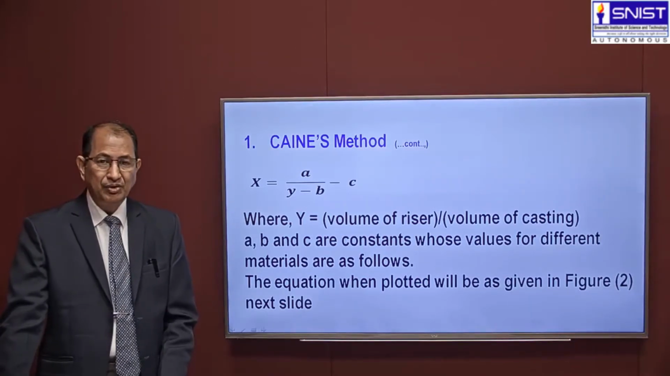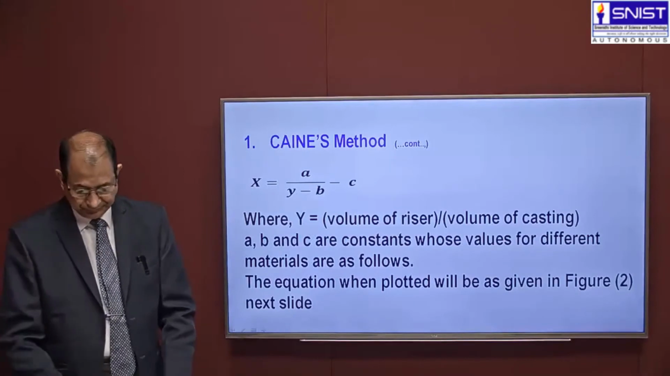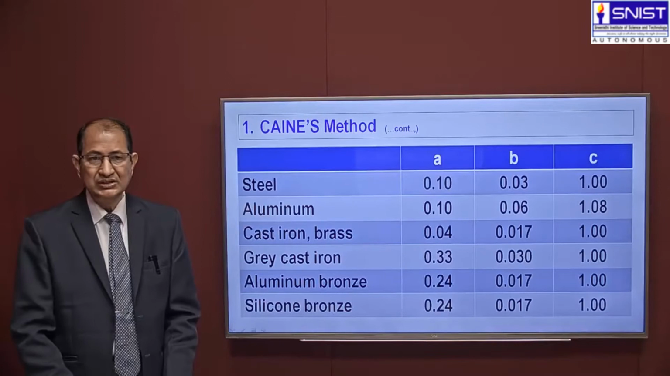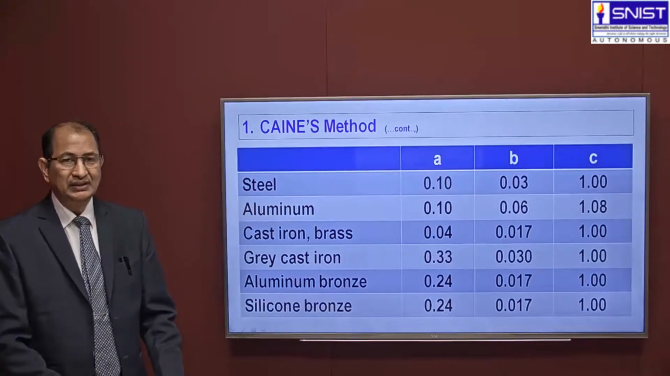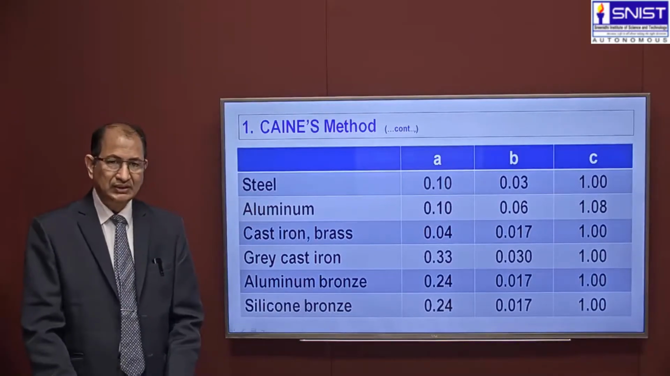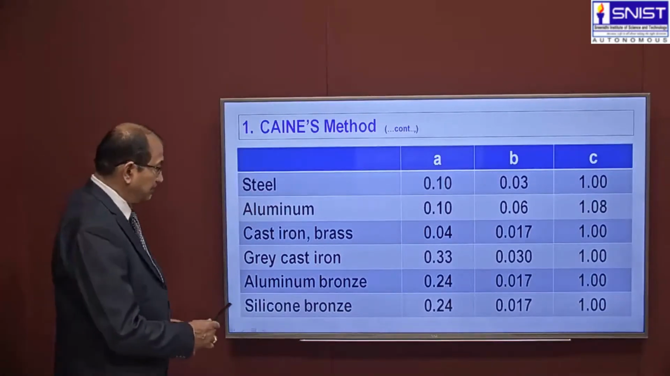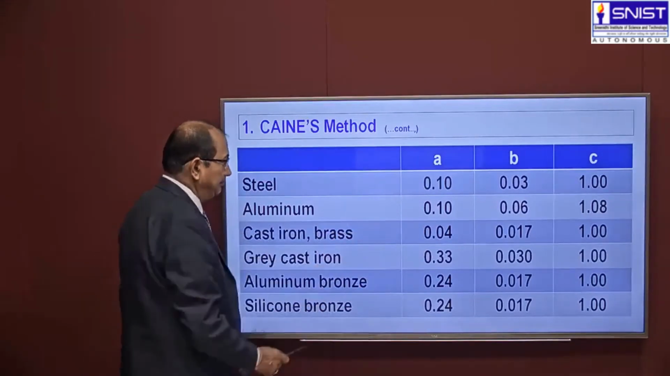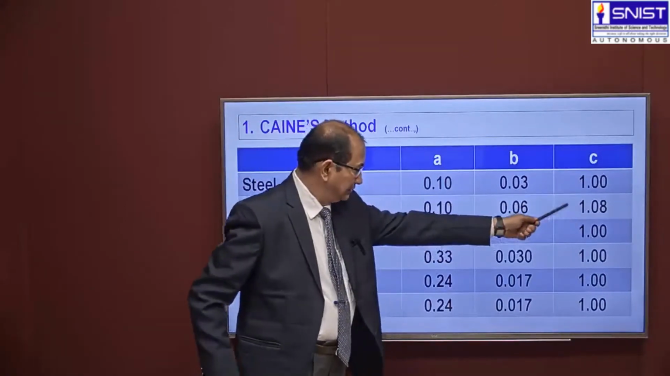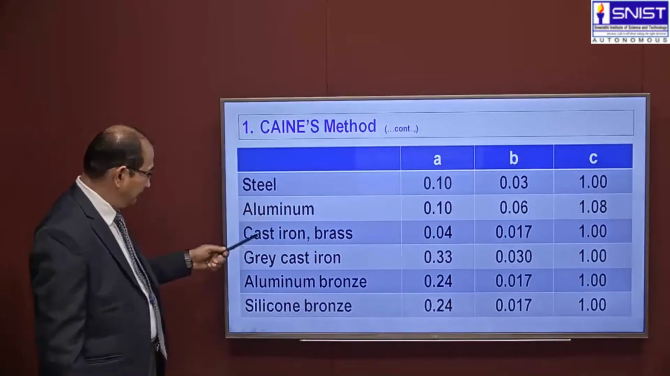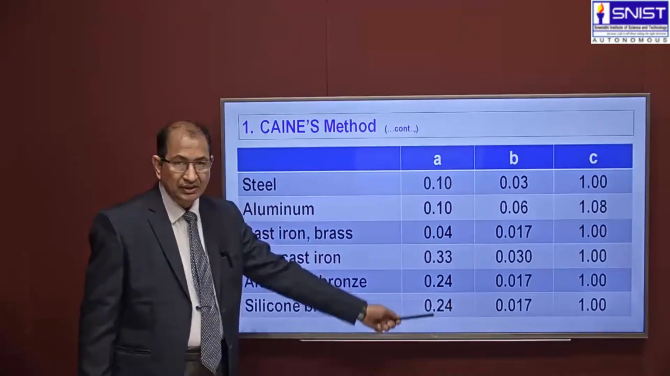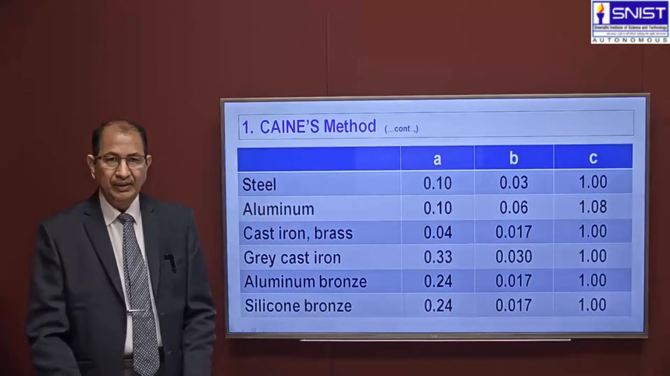The equation when plotted will be a curve. For example, the A, B, C constants for different materials like steel, aluminum, cast iron, brass, gray cast iron, aluminum bronze, and silicon bronze. The values are given. For example, for steel, the A constant is 0.1 and B is 0.03 and C is 1.0. Similarly, for the different materials, the values of A, B, and C are given.